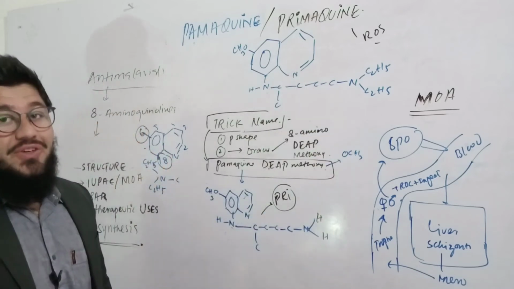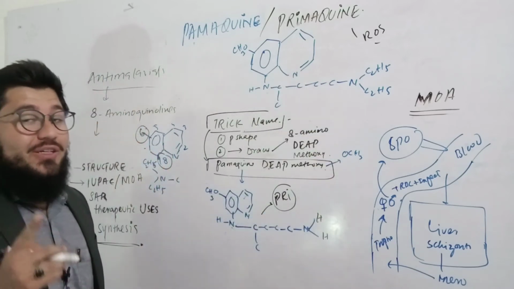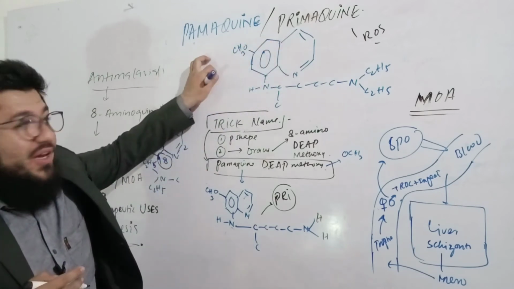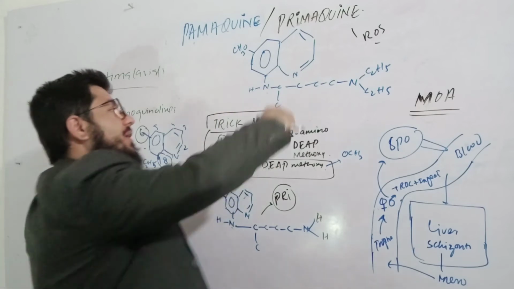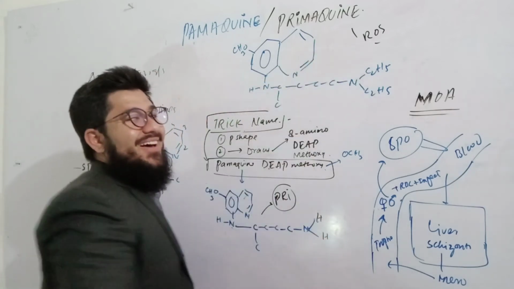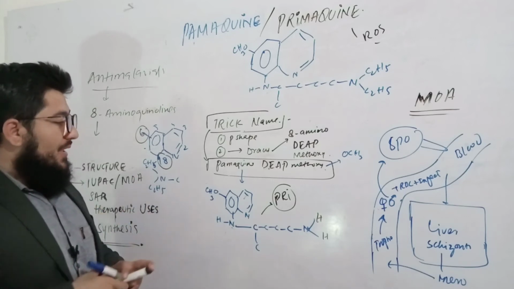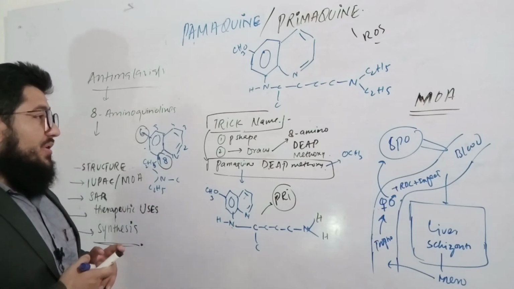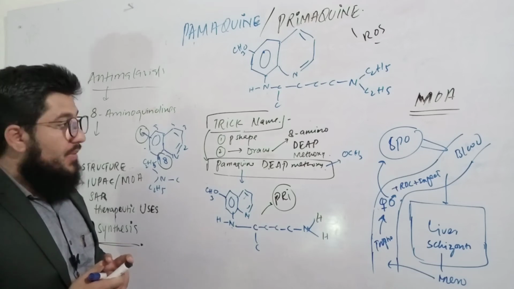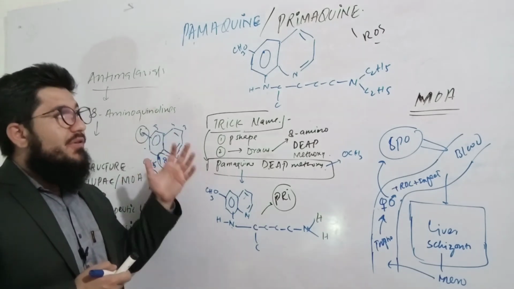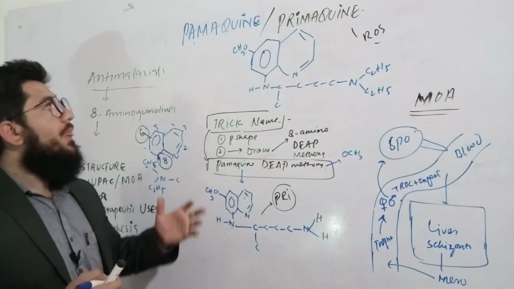And another shortcut identification is that pamaquine and primaquine both start with P and their structure is also like P. Hope you got this trick. Well, now let's come towards the mechanism of action. Before moving towards the mechanism of action, let me revise this for you guys in short.